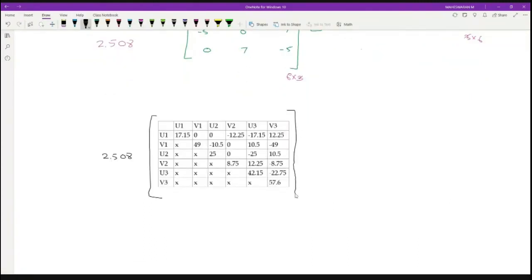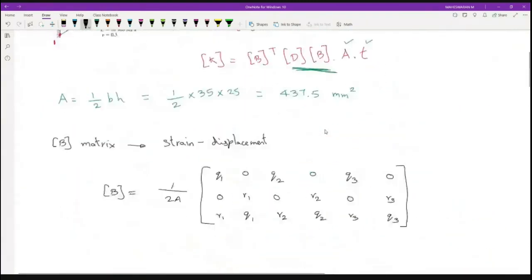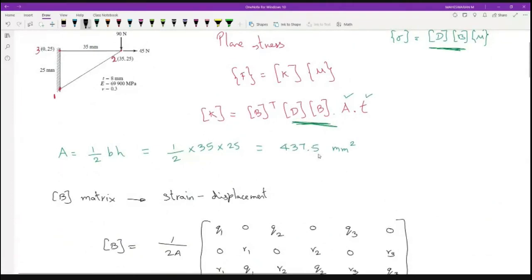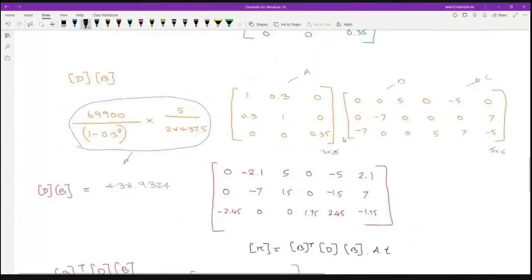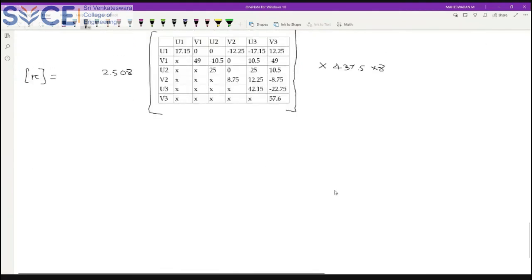This is my stiffness matrix. But if I consider this as the stiffness matrix, you have to multiply A into T, that is, the area, which is already identified, 437.5, into thickness, which is 8. So I ought to multiply with that. 437.5 into 8 gives you the overall stiffness matrix. Now let me proceed to the next one.